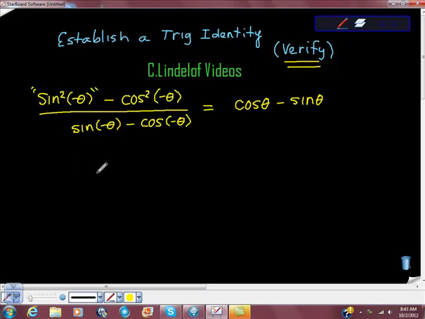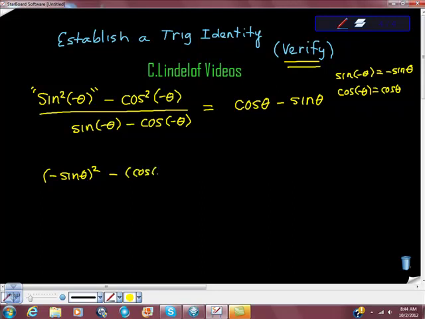I'm going to use my negative formulas, or even-odd properties, and know that the rule I'm using is that sine of negative theta is equal to what? Negative sine of theta. So I'm going to take that as a fact, and I'm going to take this negative sine theta squared. Also, what do we know about this? What's the rule for cosine? Cosine of negative theta is equal to what? Just cosine of theta, and we just described why that's true. So minus cosine theta squared, just to keep everything together.